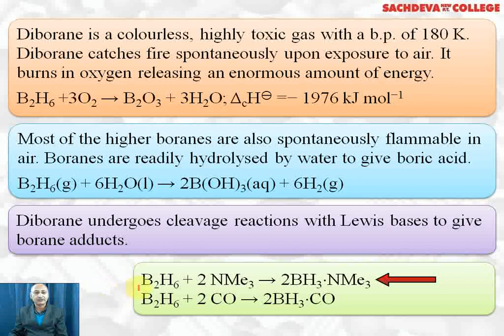For example, B2H6 reacts with trimethylamine, where Me stands for methyl group, which is a Lewis base, and they form an addition compound or coordination compound. Similarly, B2H6 reacts with 2 moles of carbon monoxide to form this addition or coordination compound between them. Here carbon monoxide has a lone pair of electrons which is shared with BH3 so that its octet is complete. Here trimethylamine has a lone pair of electrons which forms a coordinate bond with BH3 so that its octet is complete by sharing of electrons.